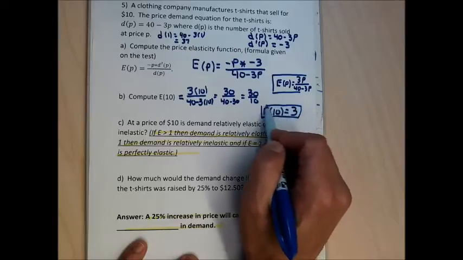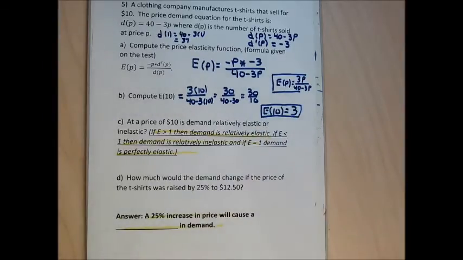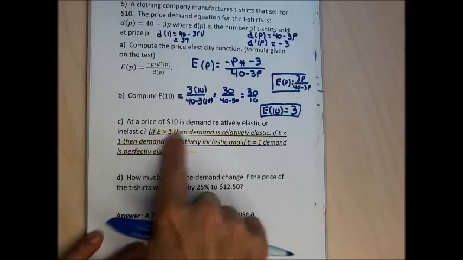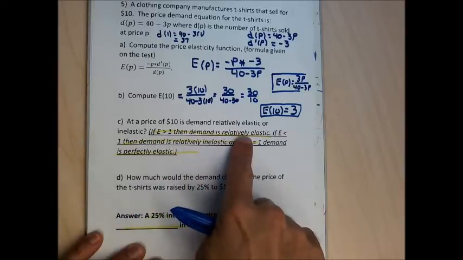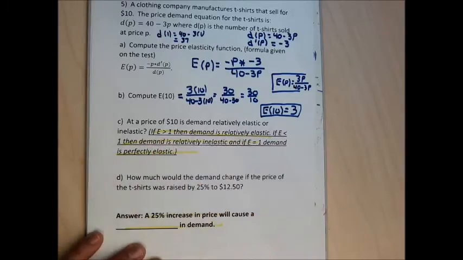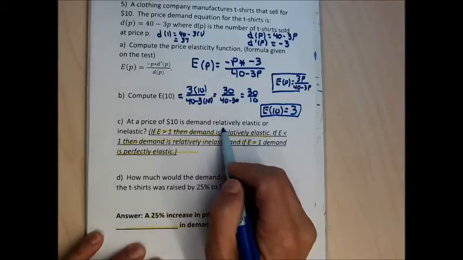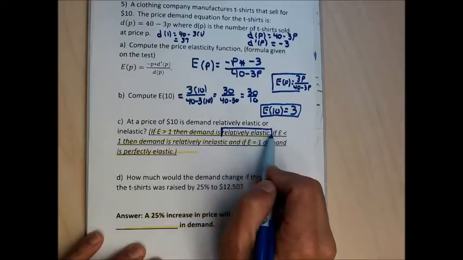Now I'm asked, at a price of $10, is demand relatively elastic or inelastic? If the E is greater than 1, the demand is relatively elastic. If it's less than 1, it's relatively inelastic. And if it's 1, it's unit elastic. This E is 3, which is greater than 1, so I'm going to say the demand is relatively elastic.